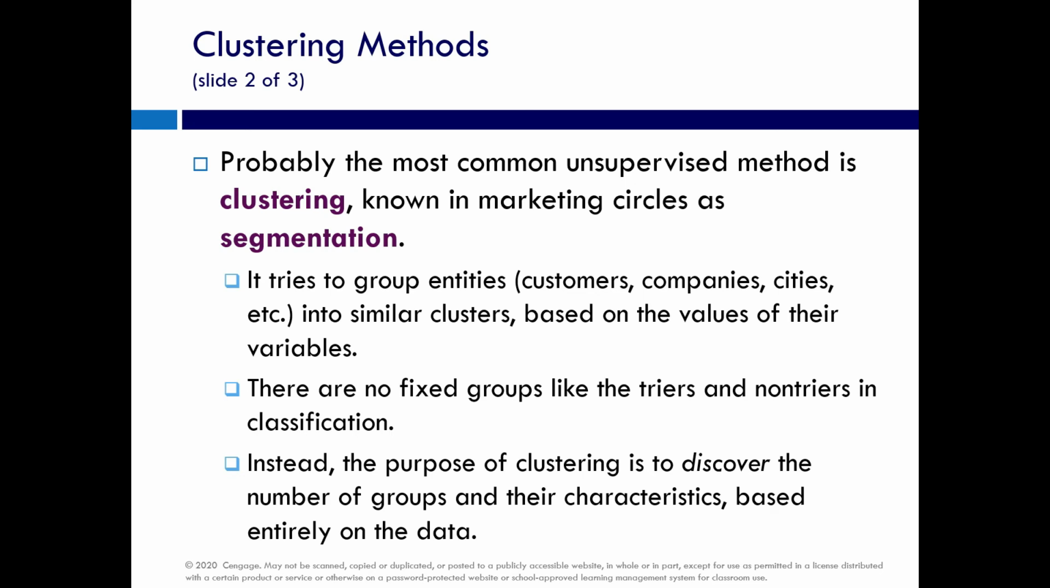Probably the most common unsupervised method is clustering, also known as segmentation. It tries to group entities, customers, companies, cities into similar clusters based on the values of their variables. There's no fixed group like there is in classification. Instead, the purpose of clustering is to discover the number of groups and their characteristics based entirely on the data.